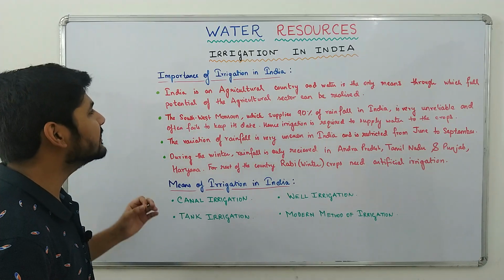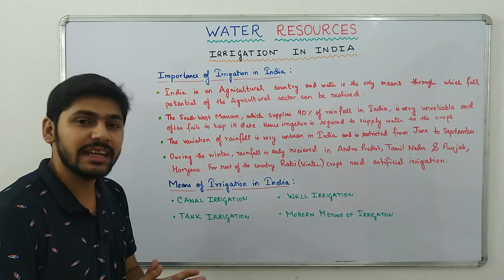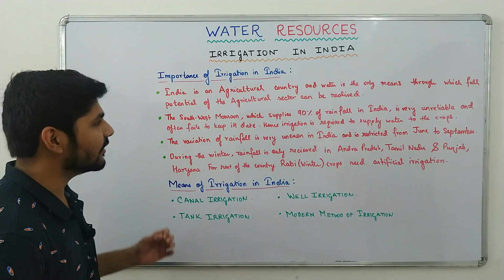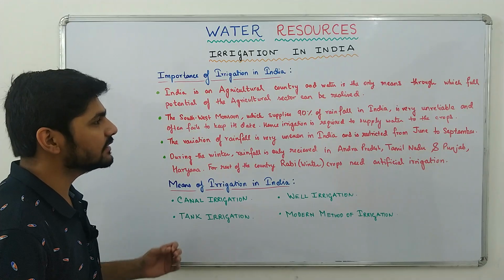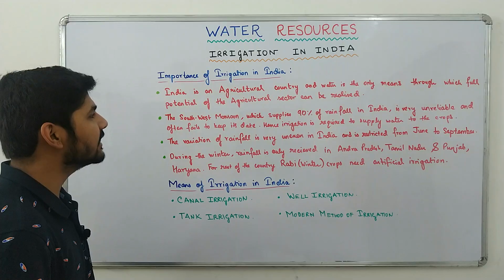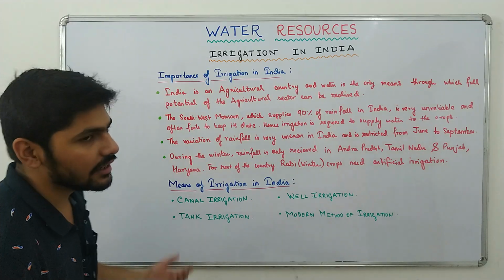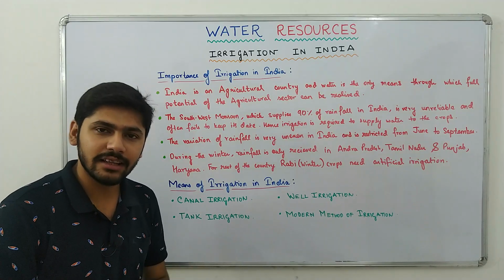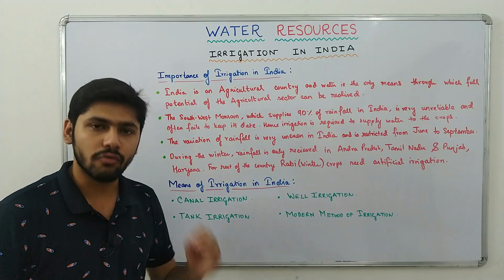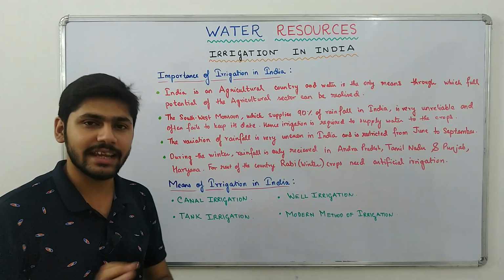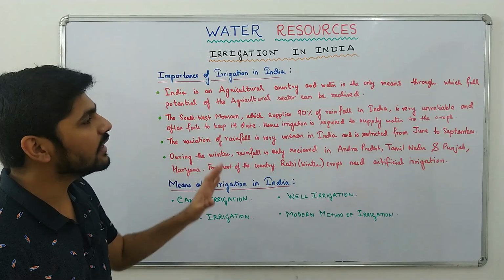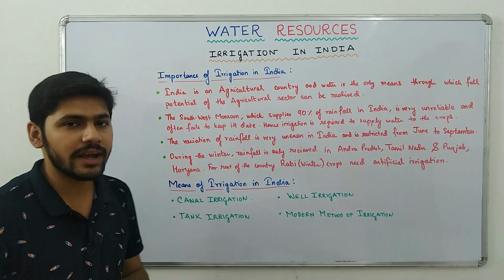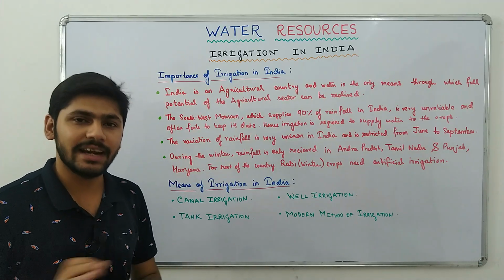Now, why is irrigation so important in India, and why do we need irrigation? The first thing is, India is an agricultural country, and water is the only means through which full potential of the agricultural sector can be realized. Now we all know that India is an agricultural country, and for agriculture the most important thing is water. So that is why we need irrigation. Okay? Water is the only means through which full potential of the agricultural sector can be realized. That is why irrigation is so important in India.